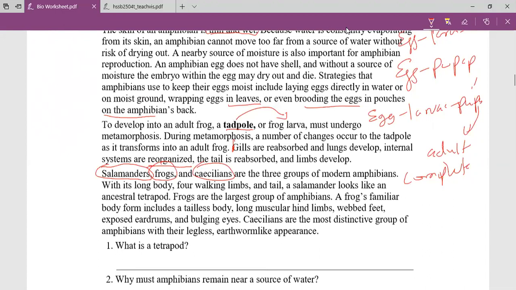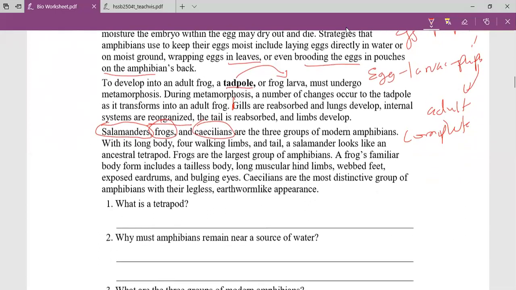No, but they have limbs. Yeah. But the Sicilian looks like an earthworm, or like a millipede. I'm just saying they look like it. So with its long body, 4 working limbs and tail, the salamander looks like an ancestral tetrapod.